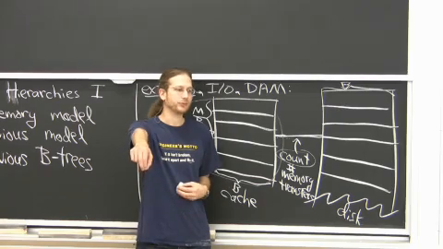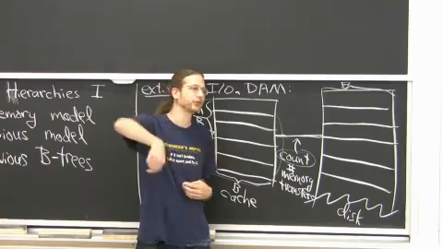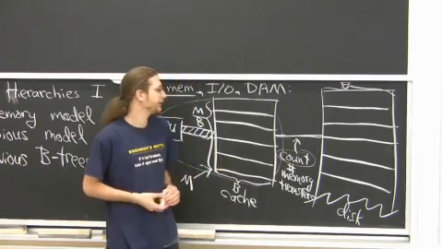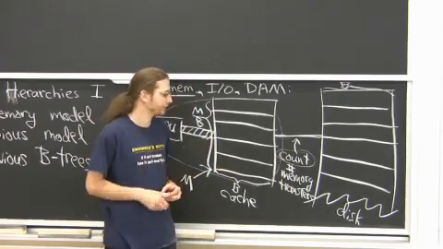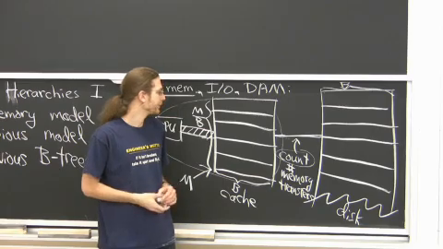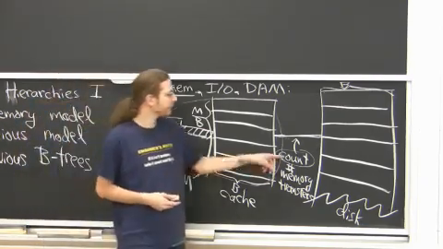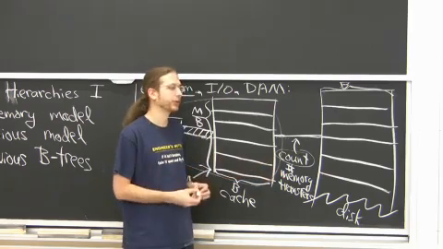Once you move the disk head, you might as well read the entire track, the entire circle of that. If we're dealing with hard drives, it's just as fast once the head gets there. Okay, so that's the model. And so now we want to minimize the number of block memory transfers.